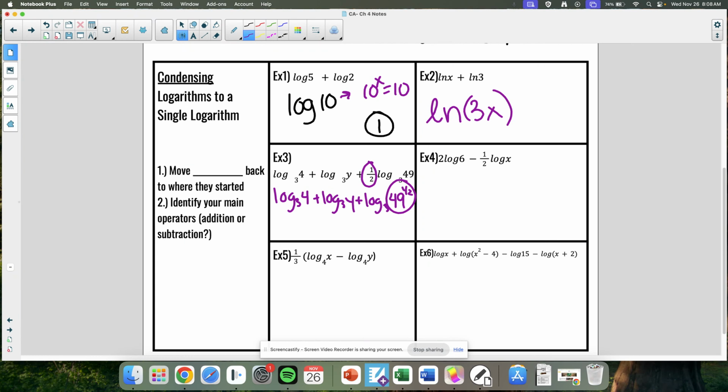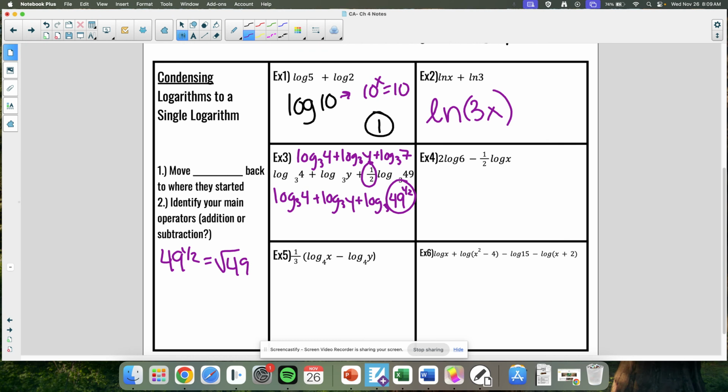If it has a number, you should figure out what that number is. So log base 3 of 49 to the 1/2. What is 49 to the 1/2 equivalent to? 7. Because that exponent of 1/2, what does that actually mean? Square root. So when I rewrite this, I'm running out of space. I'm just going to write a 7 because 49 to the 1/2 is 7. So exponents should go back.